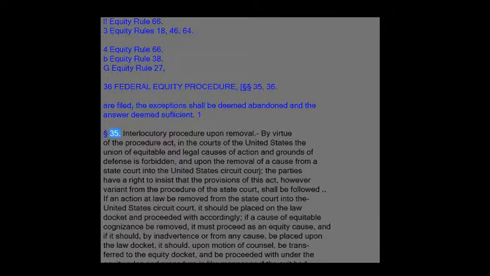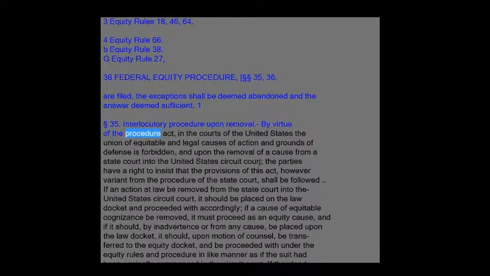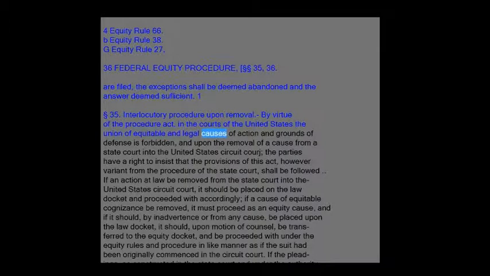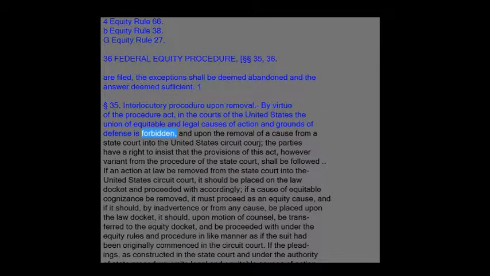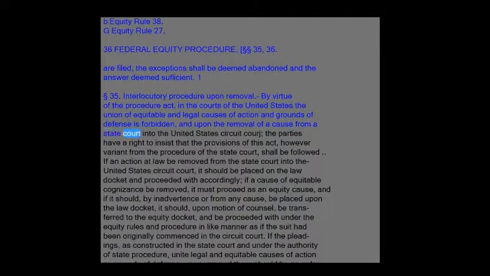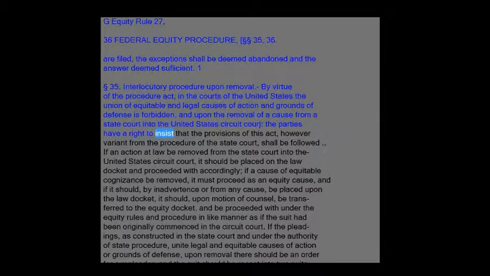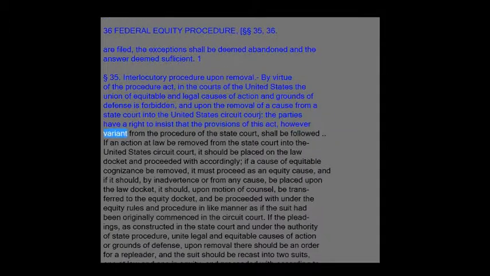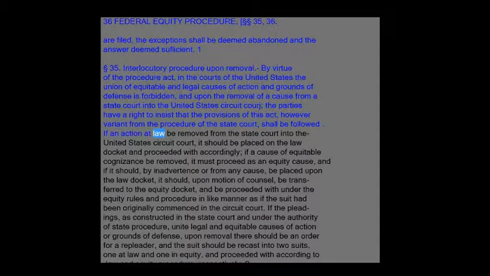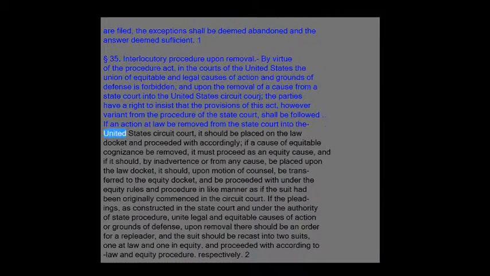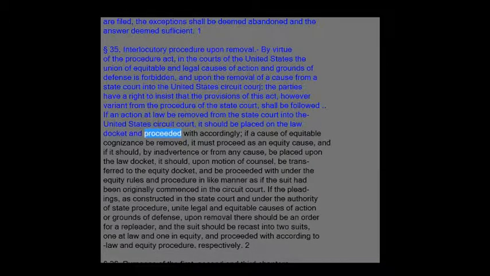35. Interlocutory procedure upon removal. By virtue of the Procedure Act, in the courts of the United States the union of equitable and legal causes of action and grounds of defense is forbidden, and upon the removal of a cause from a state court into the United States Circuit Court, the parties have a right to insist that the provisions of this act, however variant from the procedure of the state court, shall be followed. If an action at law be removed from the state court into the United States Circuit Court, it should be placed on the law docket, and proceeded with accordingly.